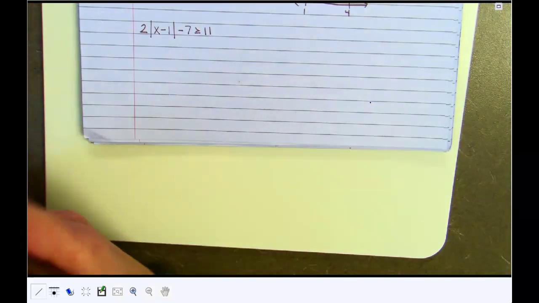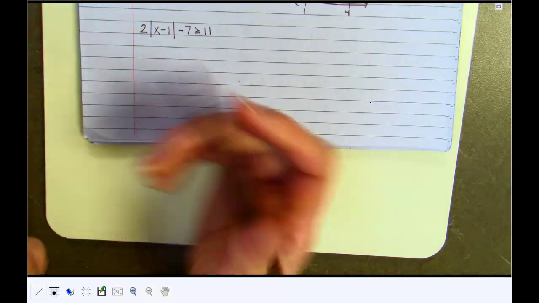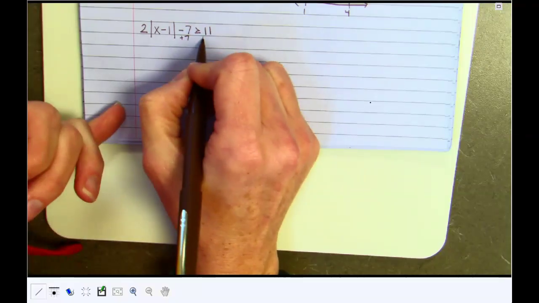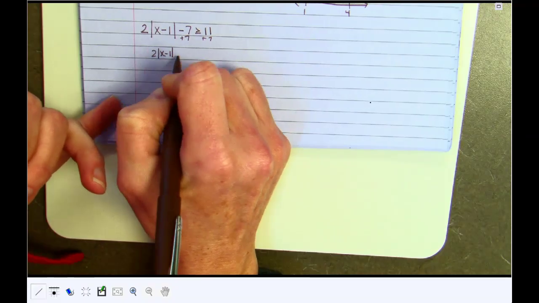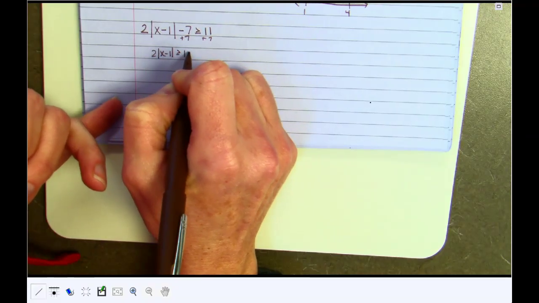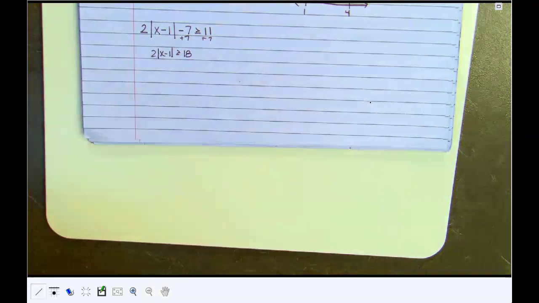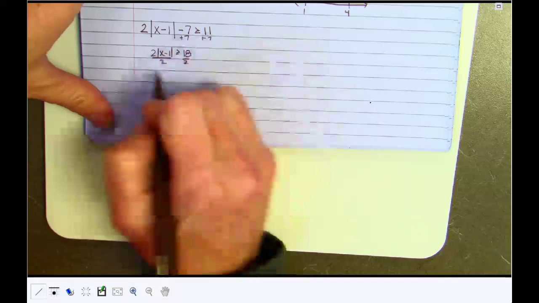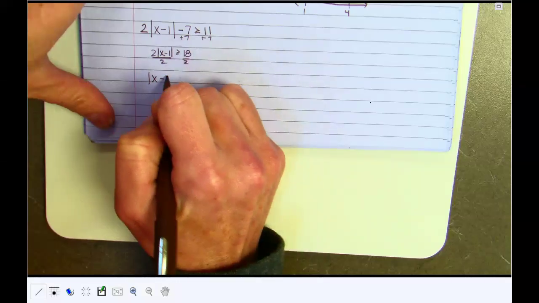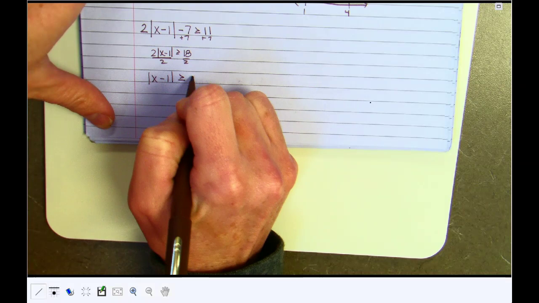Okay, what's the first thing we're going to do? Plus 7. Just like an absolute value equation, that's the same. If you have a choice between adding and subtracting versus multiplying or dividing, you're going to add or subtract first. 9 times out of 10, that's true. Okay, what? Divide by 2. So we have absolute value x minus 1 greater than or equal to 9.